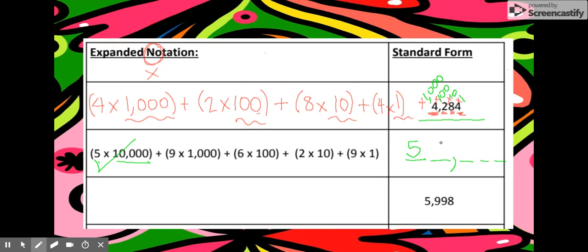9 in the thousands place. Put a 9 in your thousands place. Do you see how it's in the thousands? Check it off. 6 in the hundreds place. Check it off. 2 times 10, which is a value of 20, or 2 in the tens place. Check it off. Last but not least, 9 in the ones place, or a value of actual 9. Excellent work.